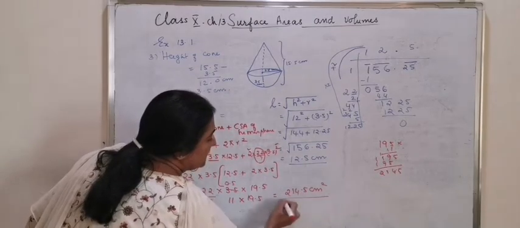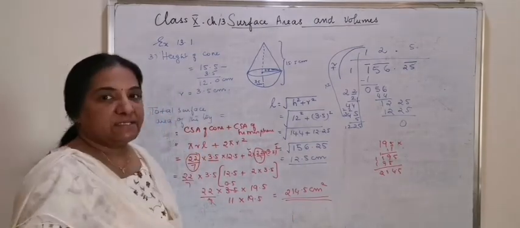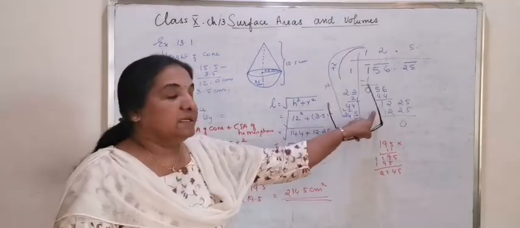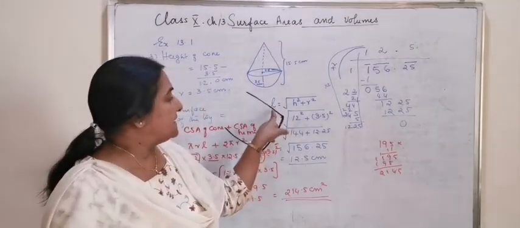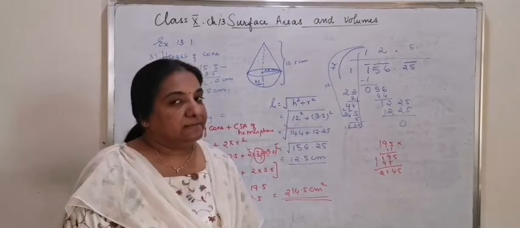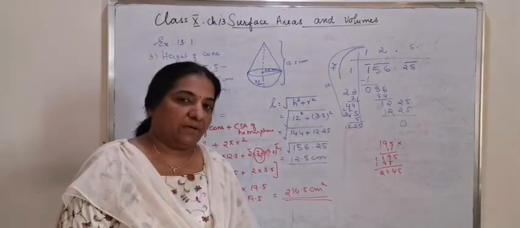(214.5 centimeter square). So by this you can learn how to find the square root by long division. To get the slant height L, you may have to apply the long division method to find the square root.